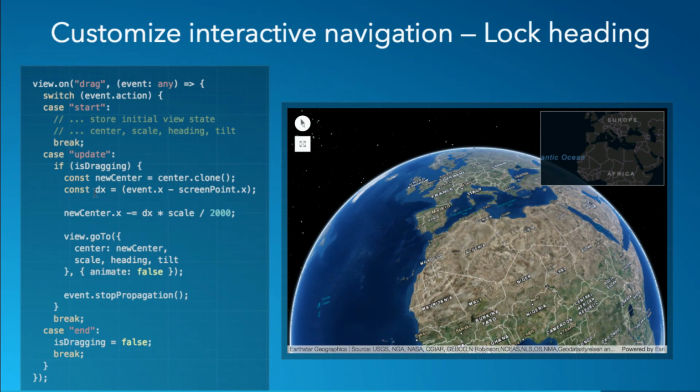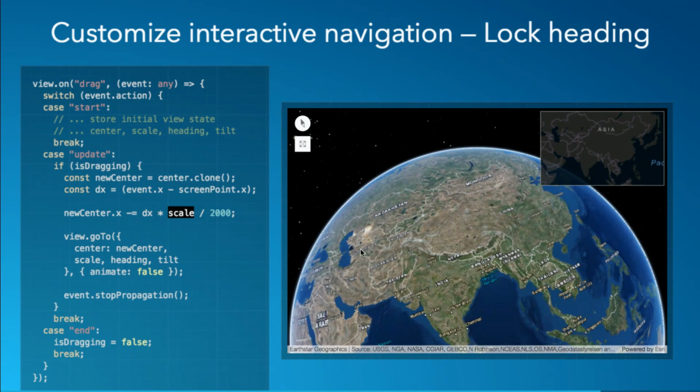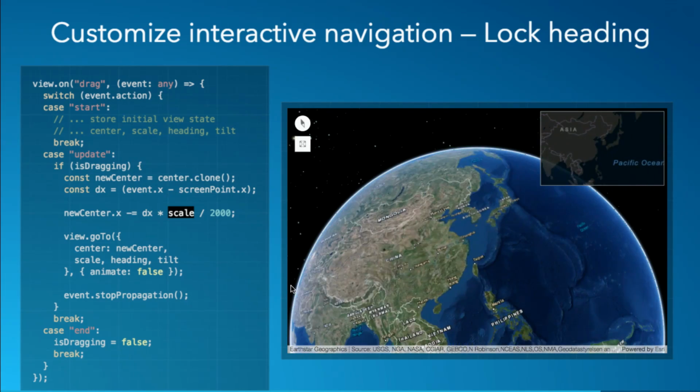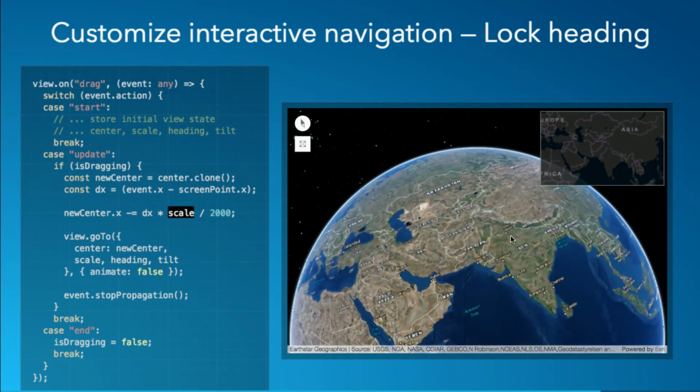and then while you're dragging, just depending on what the change is in my screen position, I will update the center X, which is just the X in map space, and then I'm going to scale it by the scale so that if I'm zoomed out, obviously I need to change it much more than if I'm zoomed in. So if I do this and I start to rotate, you can see that the point under the cursor is not preserved, but the heading is. And this is sometimes useful.